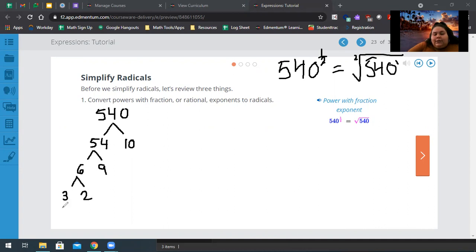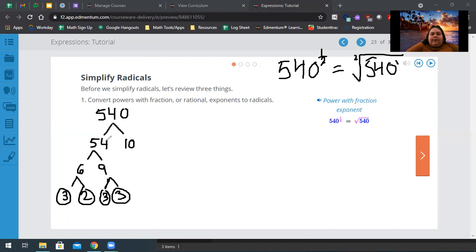Now 3 can be broken down to 3 and 1. I don't want to write the 1 there, so I'm going to circle the 3 to stop. Same thing with the 2. It would be 2, 1. I'm just going to stop at 2. 9 can be broken down to 3, 3. So I'm going to stop there because just like we learned before, breaking 3 down to 3, 1 just makes it more work and more writing. We don't want to write a 1 there.